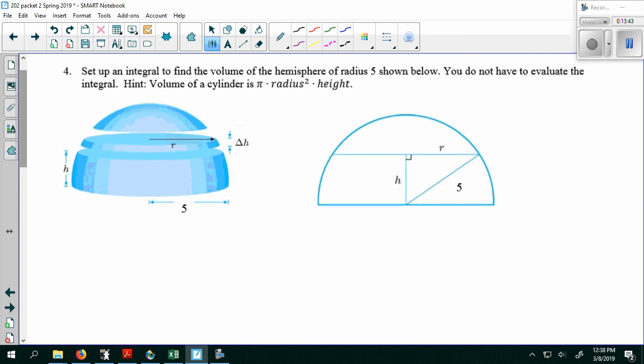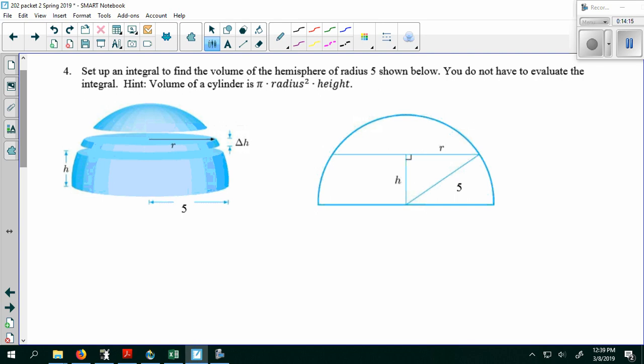All right, number 4. Set up an integral to find the volume of this hemisphere of radius 5 shown. So we have a formula for the volume of a hemisphere, but maybe you don't remember it off the top of your head. We can also calculate the volume of this thing using slicing. So I'm going to slice horizontally because then each slice is a small cylinder. It's a cylinder with a very small height.